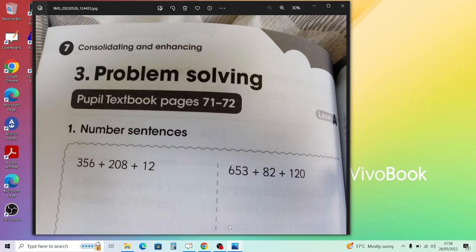Okay, and number 2, compare then calculate. So I'm not sure. Okay, compare the two. Oh, I see. So they're comparing the two, and then you can work them out.